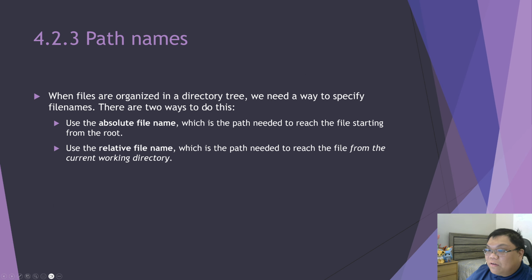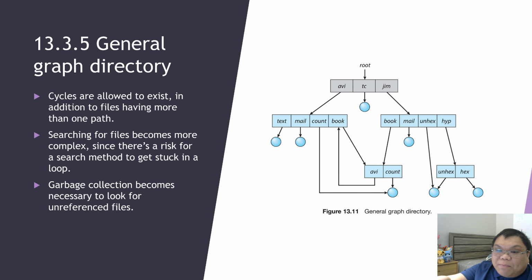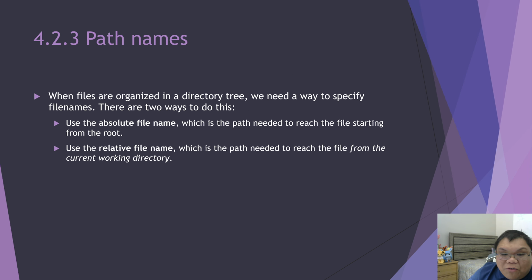I'm going to go back to our book right now, and I'm going to talk about path names. I was talking about path names already, but let's go into more detail. When files are organized in a directory tree, we need a way to specify file names, and there are two ways to do this. The first one is to use the absolute file name, and that is the path needed to reach the file starting from the root. So you start at the root, which is the beginning of the entire directory tree data structure, and you go from folder to subfolder to subfolder until you reach your file.